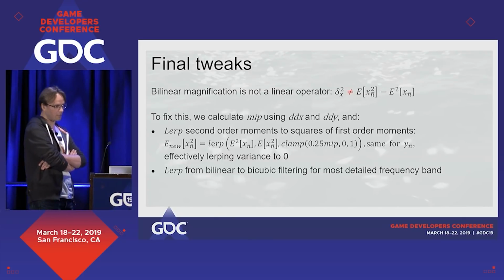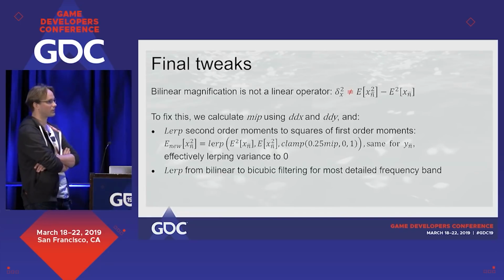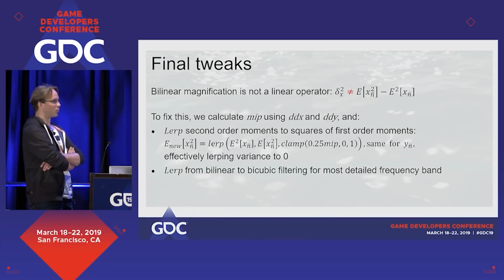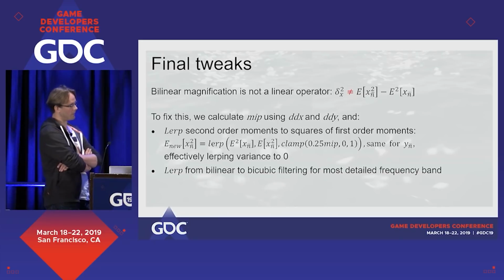And then if we end up magnifying the textures, we just lerp the second order moments that we get from those textures with the second order moments that we calculate just in place, just as the squares of the first order moments that we get from those textures. This effectively lerps our variance to 0 and makes our ocean surface a perfect mirror in close-ups, but this is probably what we want to do, right?